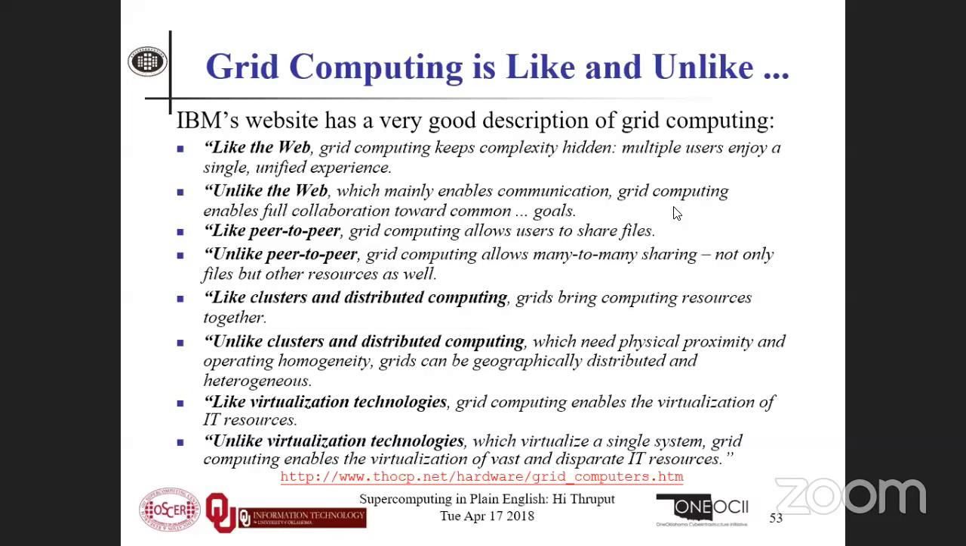Grid computing keeps complexity hidden. That's good. Unlike the web, which mainly enables communication, grid computing enables all kinds of stuff. It's like peer-to-peer in using shared files, but it's unlike peer-to-peer in having many-to-many sharing, which actually I think peer-to-peer now includes, so that quote's out of date. It's like clusters and distributed computing in bringing computing resources together, but unlike them because they don't have to be near each other, and they don't have to be similar to one another. It's like virtualization technology, but it's unlike virtualization, right?